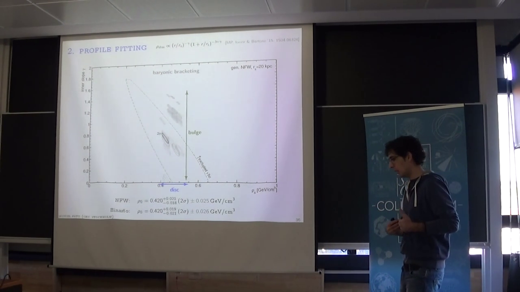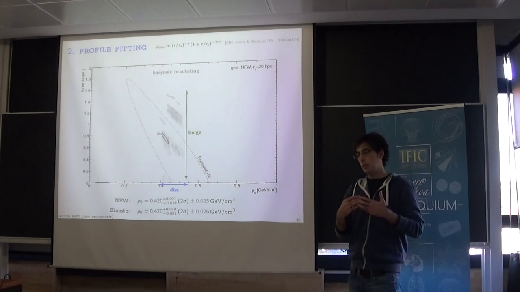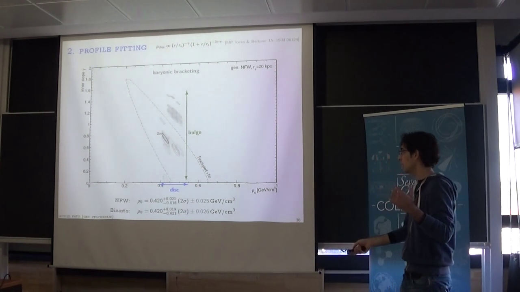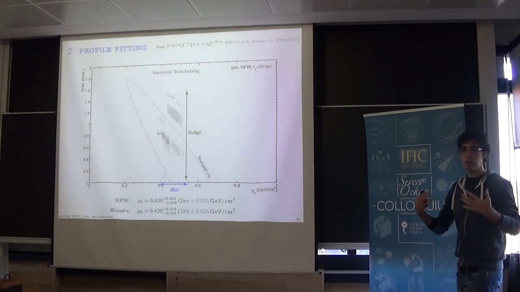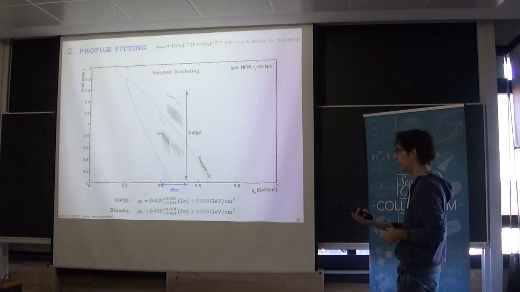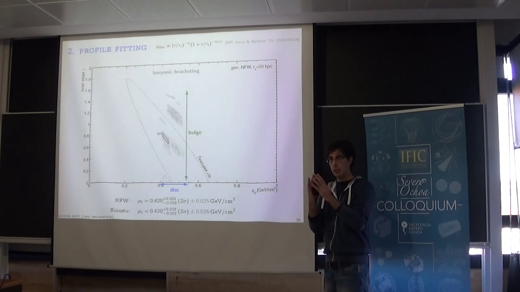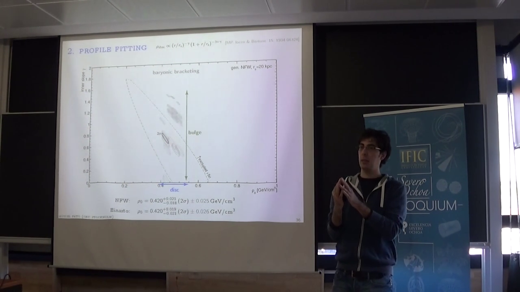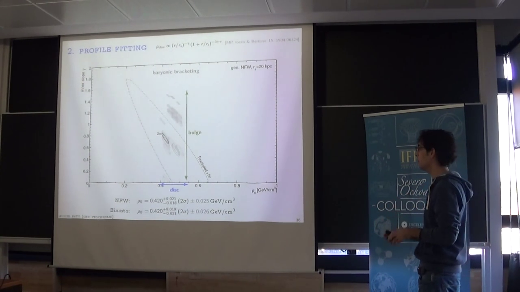So if you pick a more massive disk, you'll need a smaller local dark matter density to fit the same rotation curve. So that's the degeneracy in the horizontal direction. In the vertical direction, you have a degeneracy with the bulge that you pick for the galaxy. So if you have a more concentrated bulge, that is the region that dominates in the center of the galaxy, you'll need a less spiky profile to fit the same rotation curve.